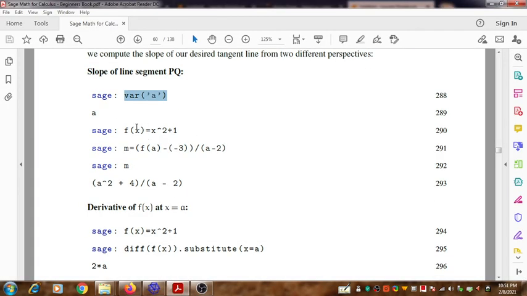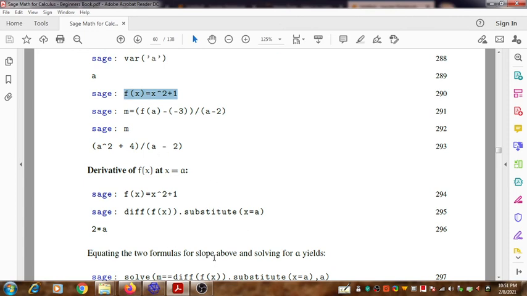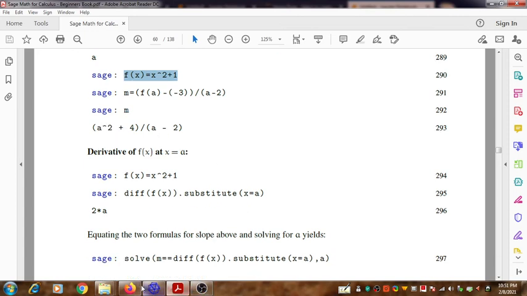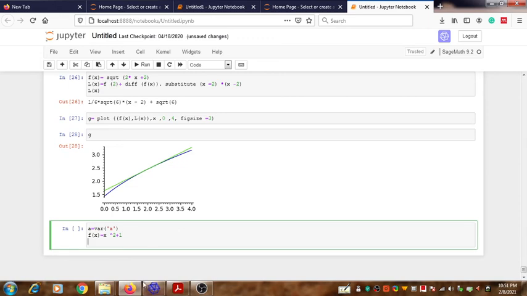Then we define fx equal to x square plus 1. fx equal to x square plus 1.